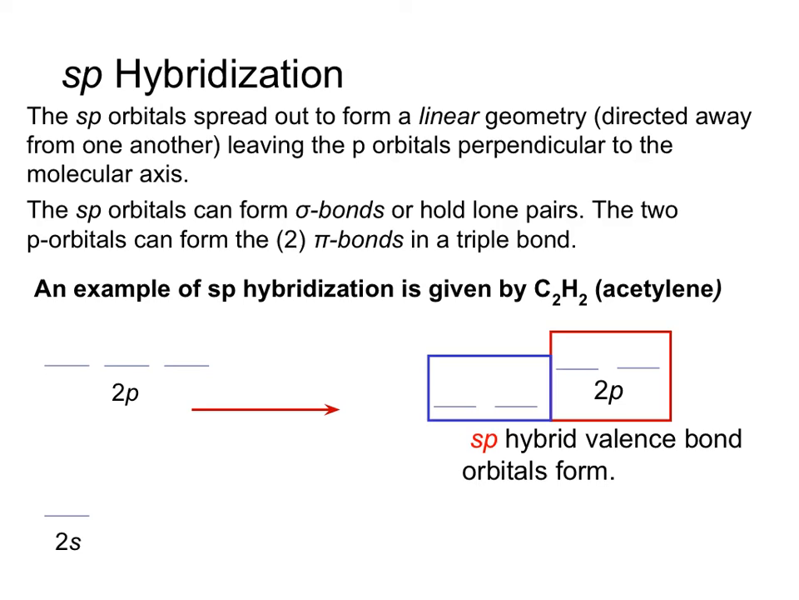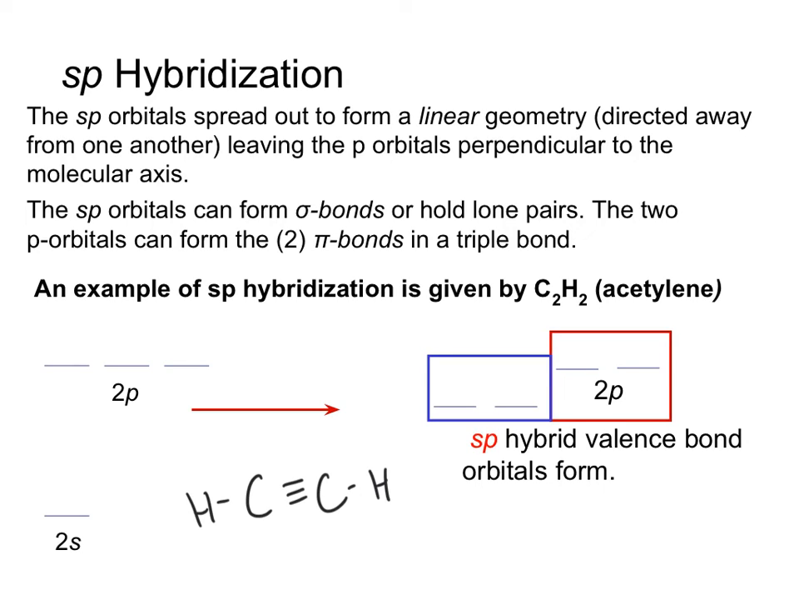Lastly, if we only have 2 sigma bonds that need to form, then that atom will take the 1s orbital and will only take 1 of our p orbitals in order to form 2 sp hybridized orbitals. And now we'll have 2 p orbitals left over. A good example of this is when acetylene forms, C2H2, which will have a triple bond between the 2 carbon atoms.